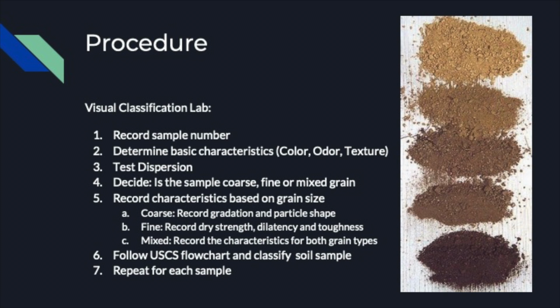Next, it was time to decide the grain size of the sample. Was it coarse, fine, or mixed grain? And then further characteristics were recorded based on that grain size. For coarse samples, gradation and particle shape were recorded. For fine samples, dry strength, dilatancy, and toughness were recorded. And for mixed samples, all of those previous characteristics needed to be recorded. Once all of the data was gathered, it is possible to classify each sample according to the USCS flowchart, and then these tests were repeated for each sample.